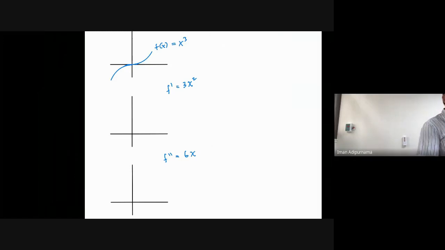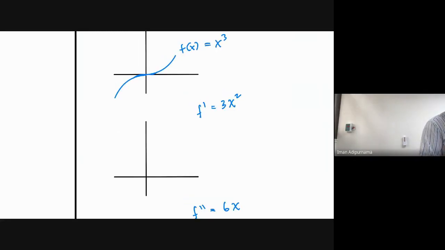Okay, the 3x squared. Let's check our gradient. This is positive, positive, positive, all positive, right? So when we think of the 3x squared, we know that it's just a quadratic function. But think that all this x here is in the positive side. It's all positive based on our gradient.